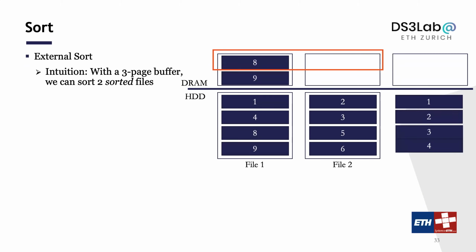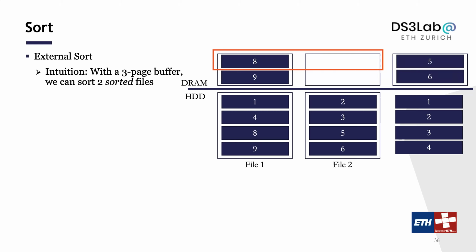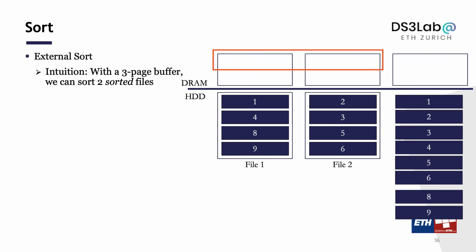And then I keep reading file 1, reading file 2. I continue to compare the heads of the buffers. Here you have 5 and 8, I output 5. I move up 6, I compare it, and 6 is the smallest. I do this, my output buffer is not full yet. You keep doing this, and you move 8 and 8 here. So as you can see, with only a 3-page buffer, I can sort 2 files, given that they are already sorted. The whole sort algorithm we are going to talk about relies on this very, very simple observation.